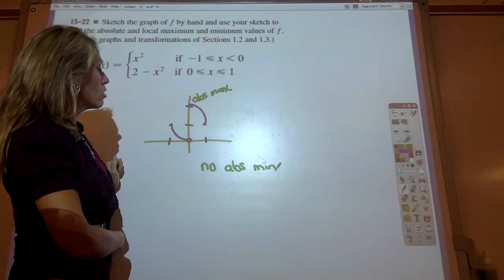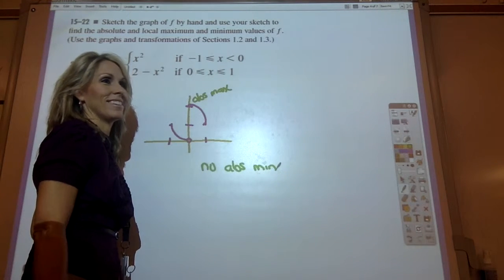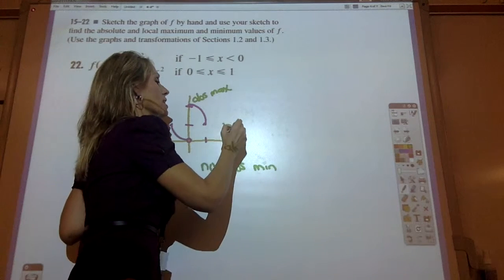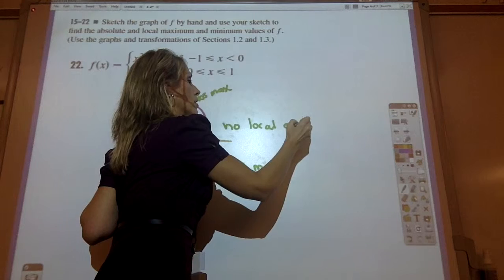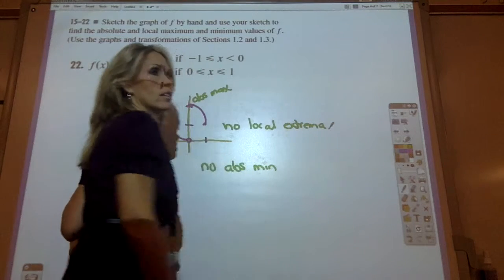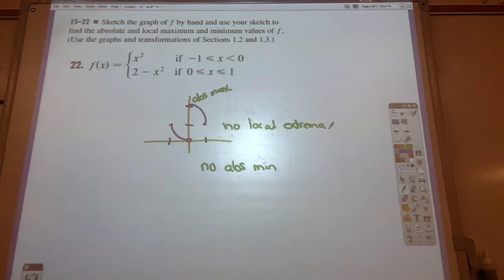Local max and local min. Same as absolute max. No, never mind. Right. So we can say no local extrema. That's it. We're done. So all that graph had was an absolute max.